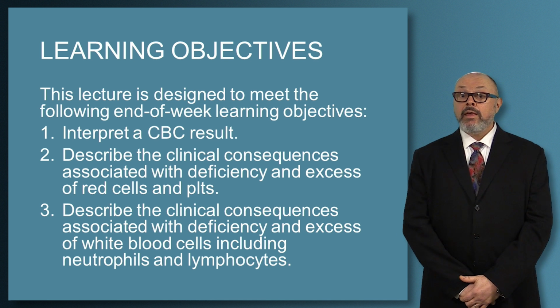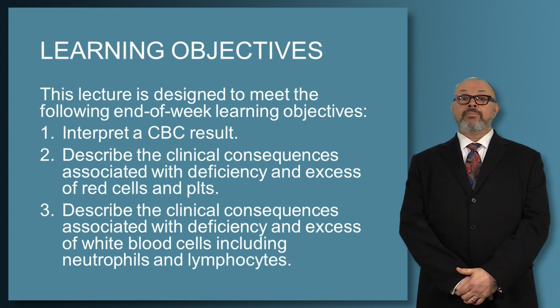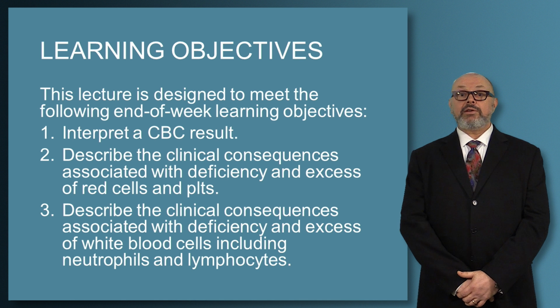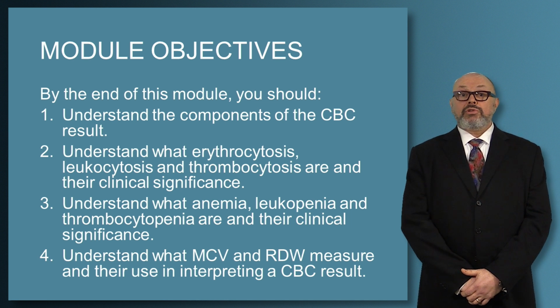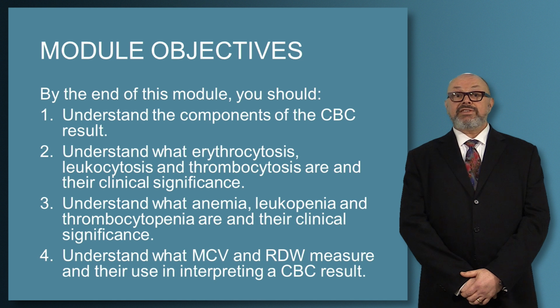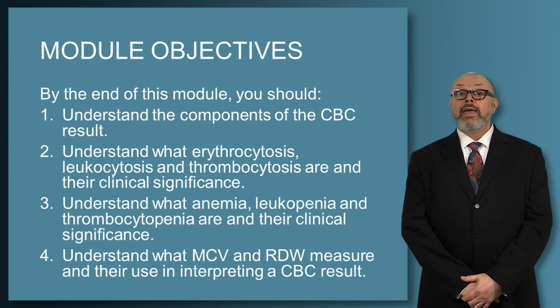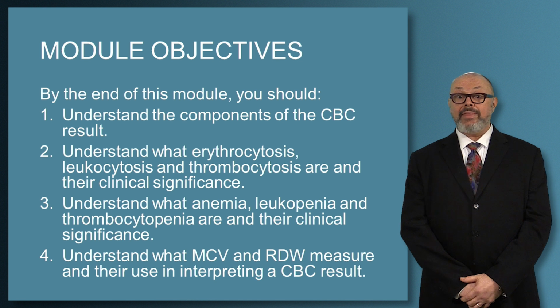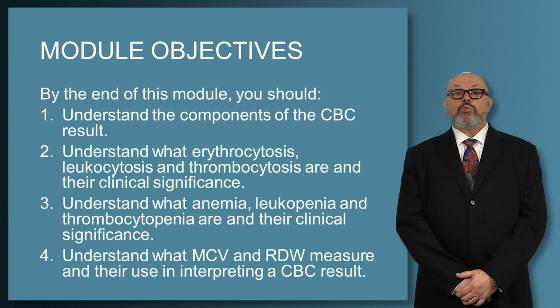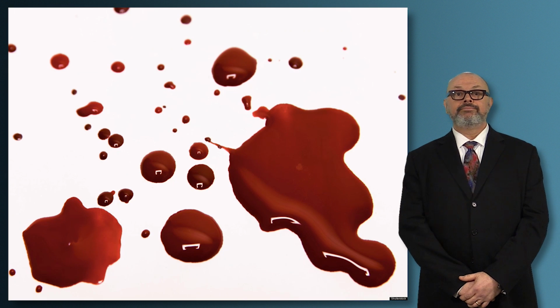Interpret a CBC result, describe the clinical consequences associated with deficiency and excess of red cells and platelets, describe the clinical consequences associated with deficiency and excess of white blood cells, including neutrophils and lymphocytes. By the end of this module, you should understand the components of the CBC result, understand what erythrocytosis, leukocytosis, and thrombocytosis are, and their clinical significance, understand what anemia, leukopenia, and thrombocytopenia are, and their clinical significance, and understand what MCV and RDW measure, and their use in interpreting a CBC result.